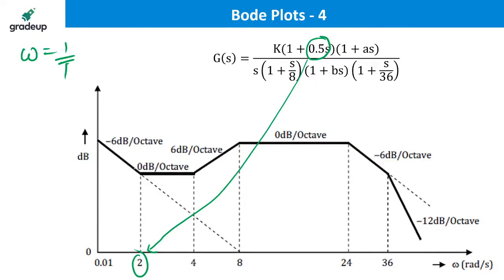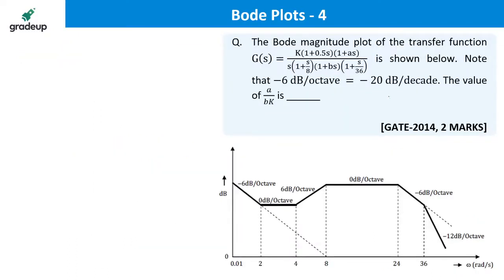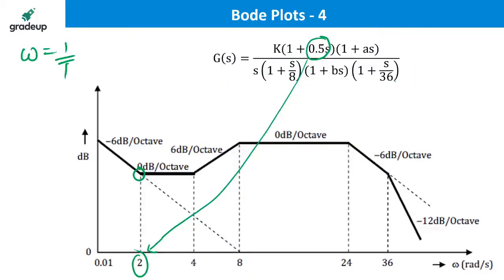Now, this is a point where the slope changes from minus 6, meaning minus 20. Wherever it is 6 dB per octave, I will call it 20 dB per decade. Even if it is not given, you must know that because I have told you in the theory classes. So from minus 20 to 0, the slope increases, so this is a zero. This is a single zero here. Then here again the slope is increasing, from 0 to 20, so this is also one zero.